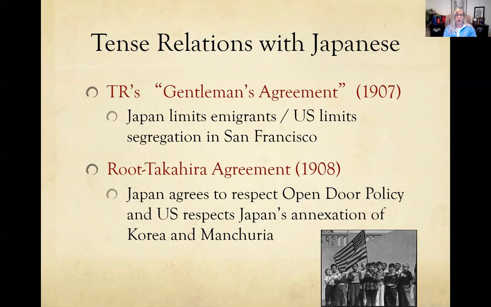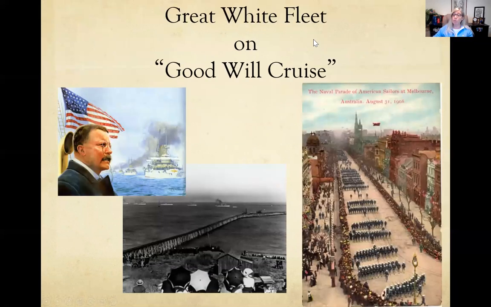The Root-Takahira Agreement is also going to be looking at the open door policy. Japan agrees to it, and the annexation of Manchuria and Korea is going to be respected by the United States. So this is kind of an agreement where both sides are getting a little bit of what they want. But things are still not totally resolved here. There's growing tension between the United States and Japan.